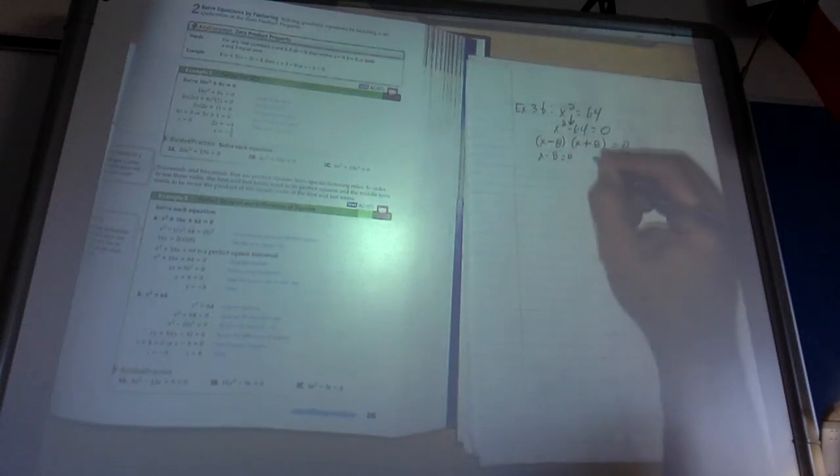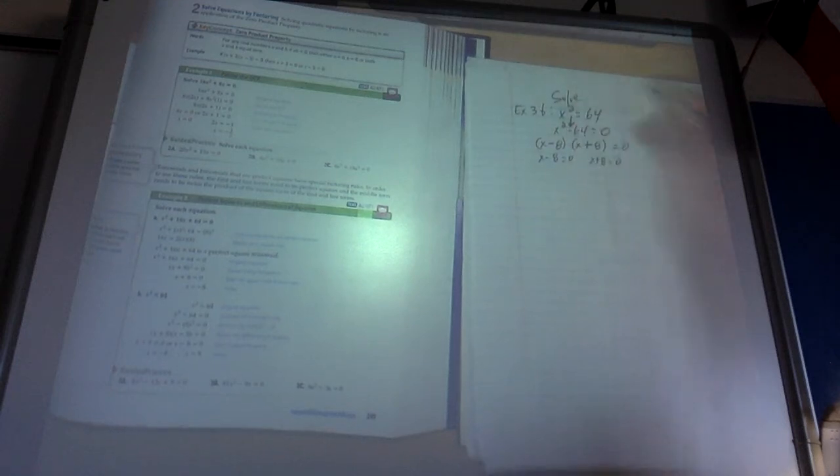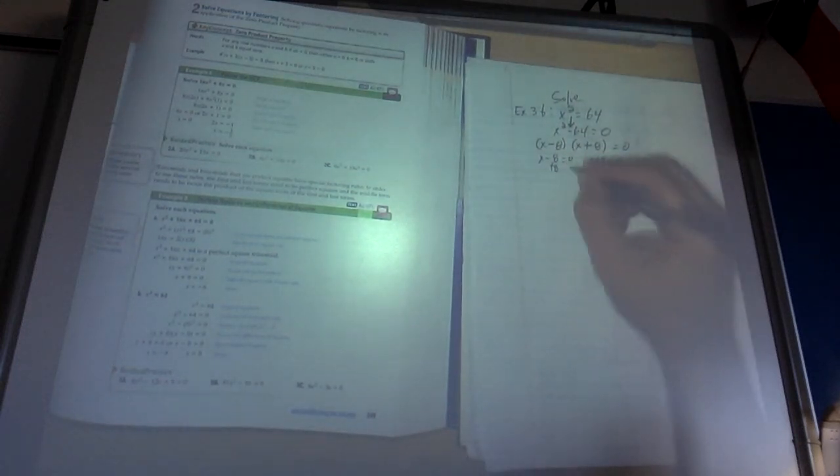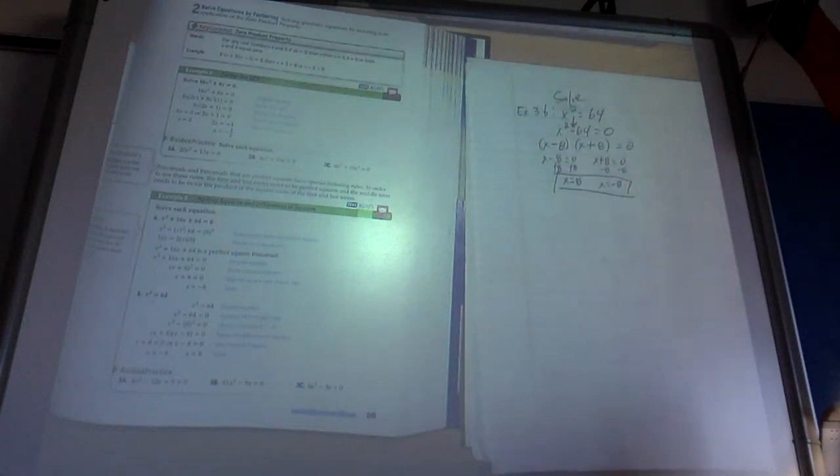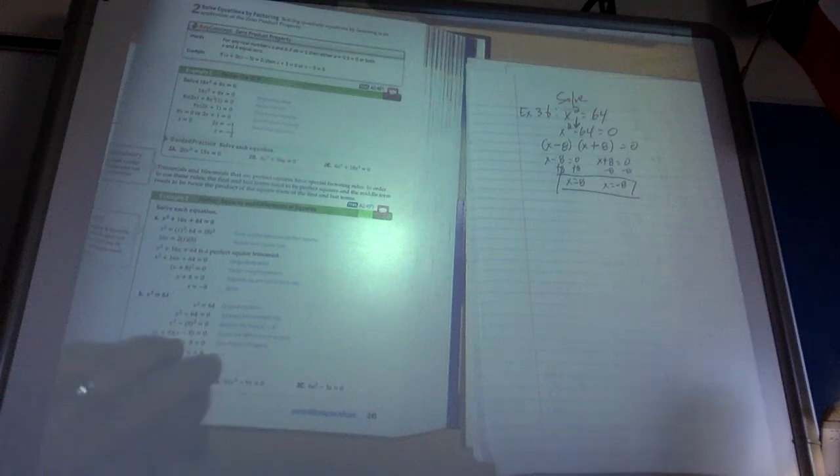X minus 8 equals 0. X plus 8 equals 0. Again, our directions were to solve this. Well, here I add 8. I get x equals 8. Over here I subtract 8. And I get x equals -8. Those are the two x-intercepts, or the roots. Those are our answers right there. 8 and -8.